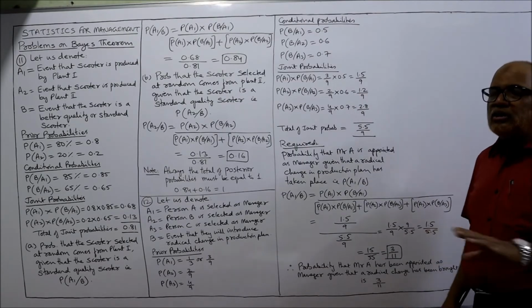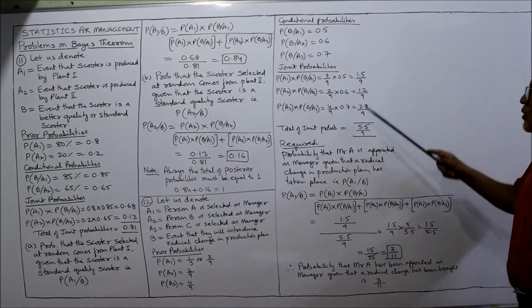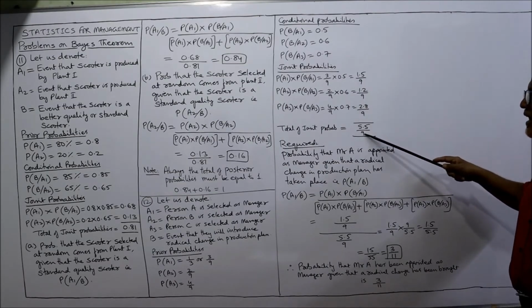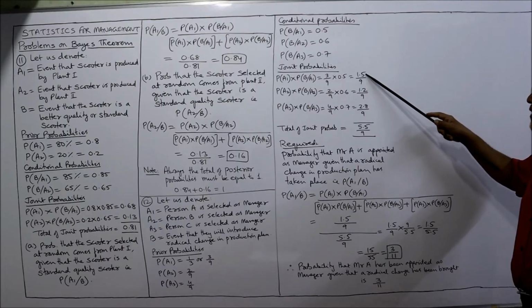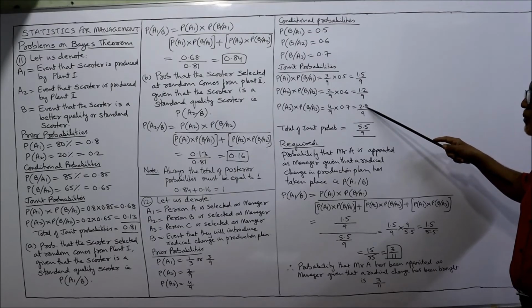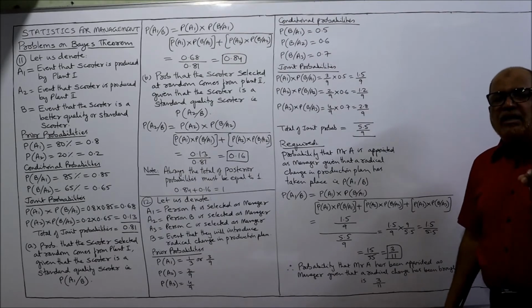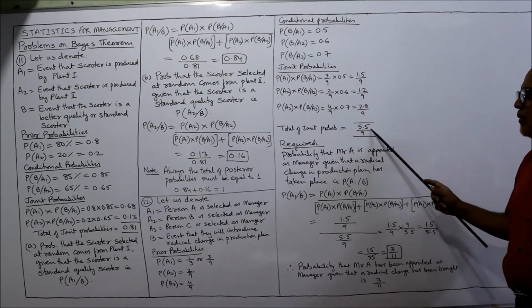Now we want the total of the joint probabilities. So here the denominator is the same: 9, 9, 9. So the denominator is 9. Now add up the numerators: 1.5 plus 1.2 plus 2.8. You'll get 5.5 by 9. So 5.5 by 9 is the total of the joint probabilities.